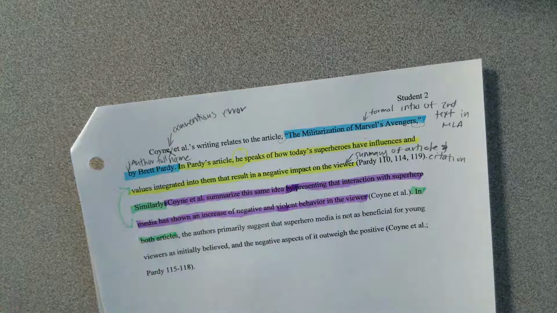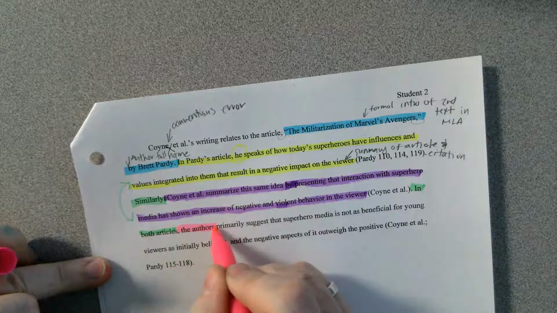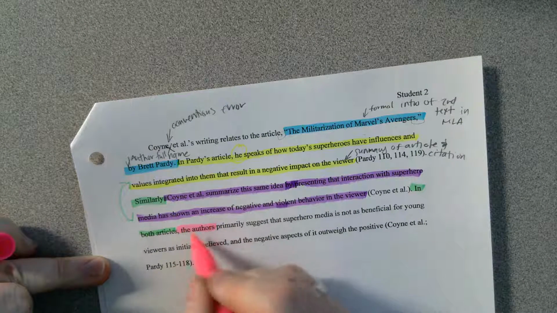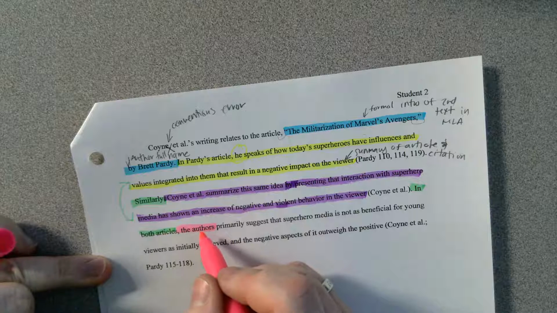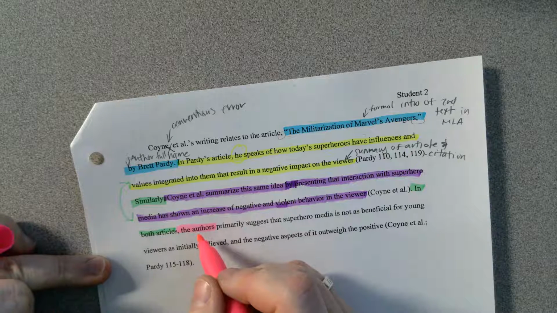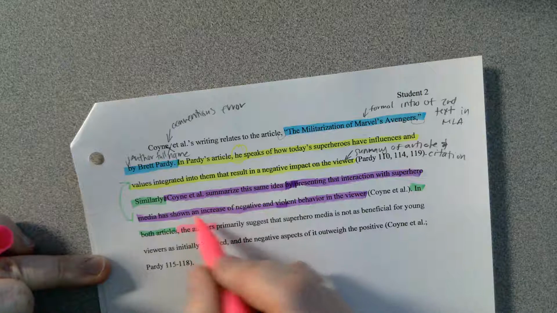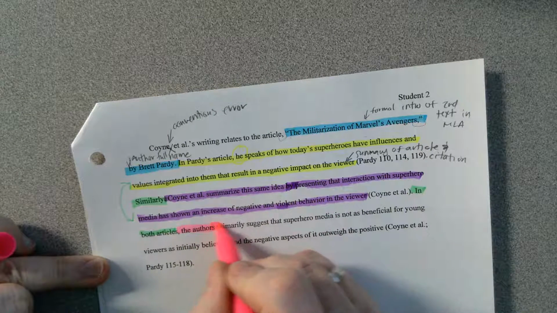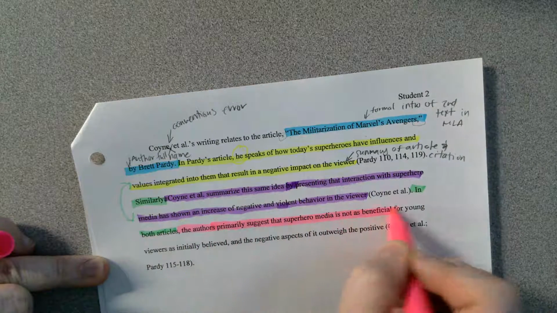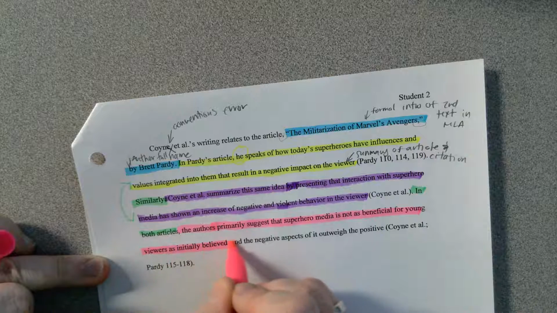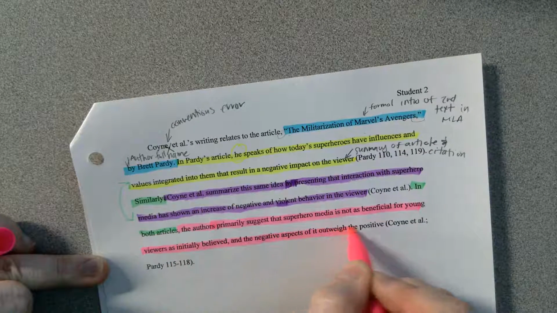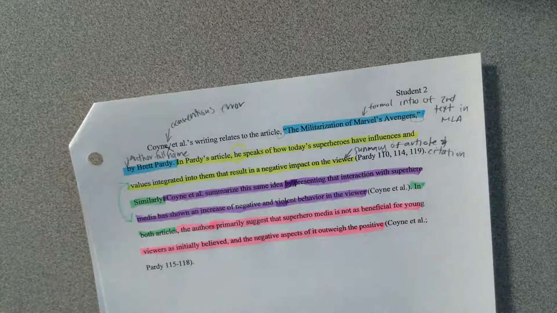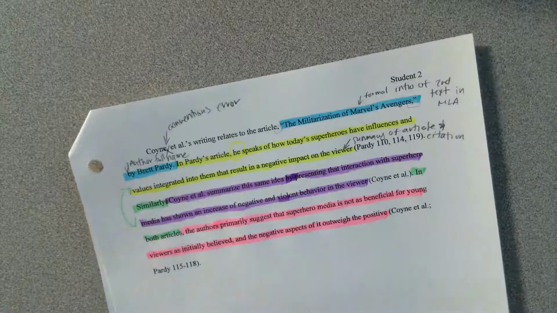The authors primarily suggest, and I love how they chose to say authors because there's more than 2 authors. There's actually lots, like 8. So I love that they chose this reference. The authors primarily suggest that superhero media is not as beneficial for young viewers as initially believed, and the negative aspects of it outweigh the positives. So happy with this connection. And they've cited both articles.